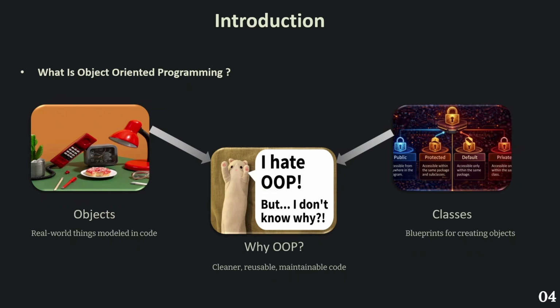Now let's understand class and object. A class is like a blueprint or design, and an object is the real implementation of that class. Now, why do we use OOP? OOP helps us to write clean and structured code. It allows code reusability and it makes programs easier to manage and update. That's why OOP is widely used in modern software development.